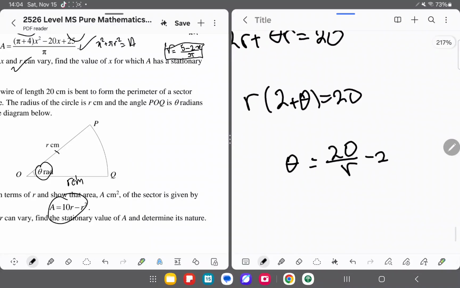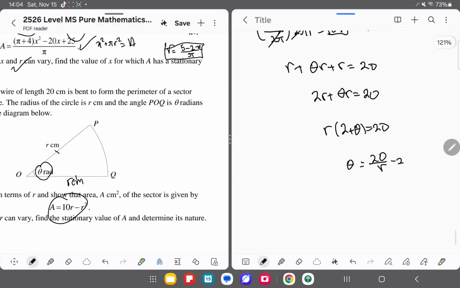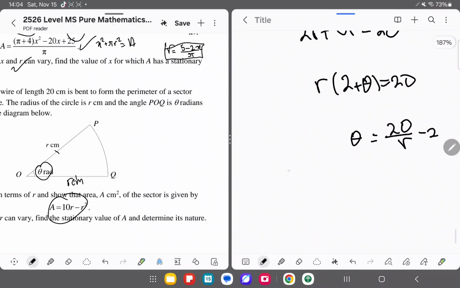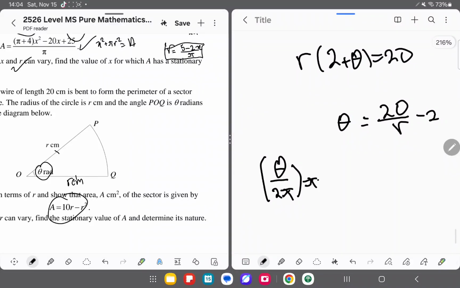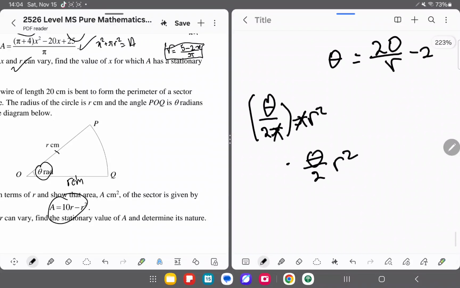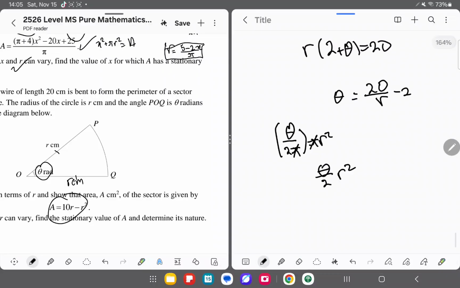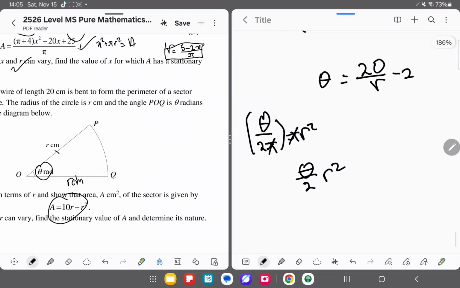And with the value of theta, I can find the area of this whole sector. Now I'll show you how to get the area of any sector. We do the same thing here, theta over 2 pi. Instead of 2 pi r, we do pi r squared. We cancel the pi's and you get theta over 2 r squared. That's how to get the area of a sector, with respect to theta, of course. And over here, our theta is 20 over r minus 2.